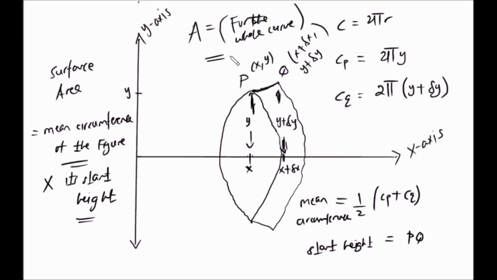Kwa hiyo tukirotate kisehemu sasa, surface area tutahitaji delta A. Surface area ya hii kifigo unachokiona hapa kwenye screen yako, delta A itakuwa given by the mean circumference ambayo ni CP plus CQ times the slant height ambayo ni urefu wa ile PQ.